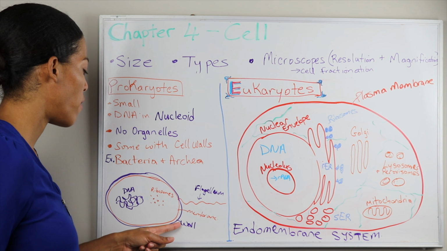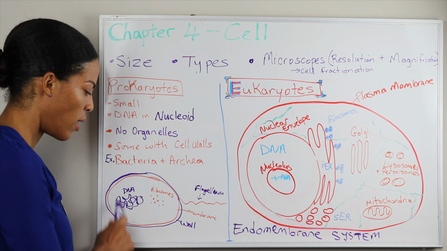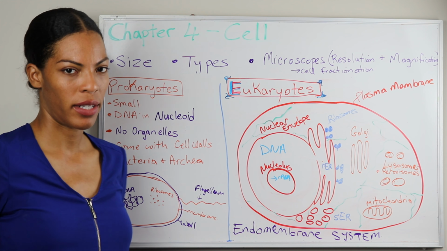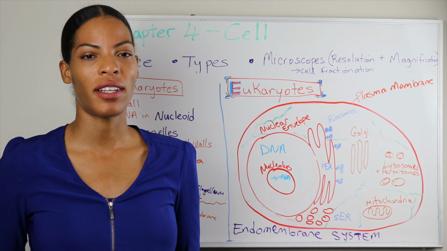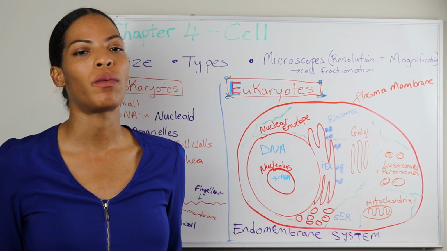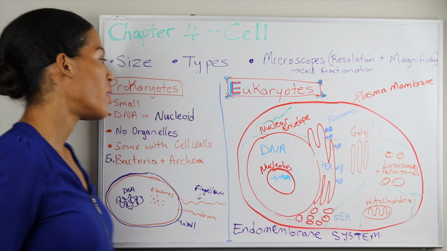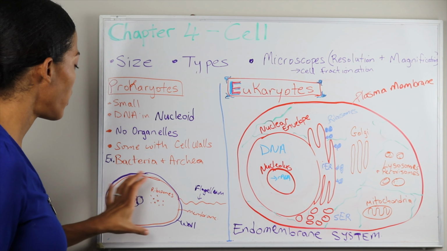Prokaryotes sometimes also have cell walls, and a cell wall is an added layer of protection around their cell. It's harder. Sometimes they even have an additional layer called a capsule that helps to protect them because their whole life is just one cell. So what I want you to understand with the prokaryotes is that they're very simple cells.